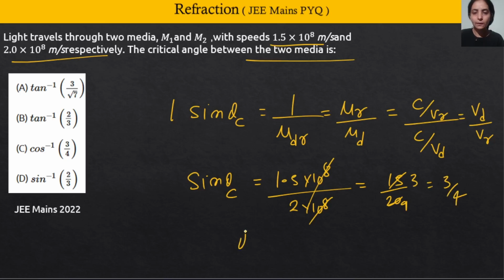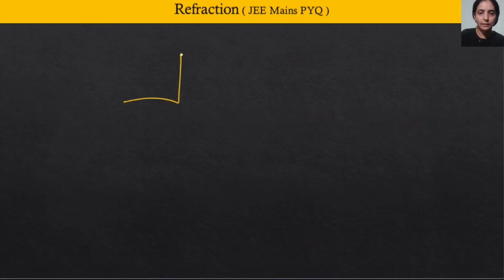So theta c is how much? Theta c is sine inverse 3 by 4. So is sin inverse 3/4 there in the options? No, it is not in the options. Then what we need to do? Do one thing: how much is sin theta c? Let's say this angle is theta c. Sin theta c is 3/4. So let's say this is 3, this is 4. In that case, this will become how much? Root of 16 minus 9, root 7.